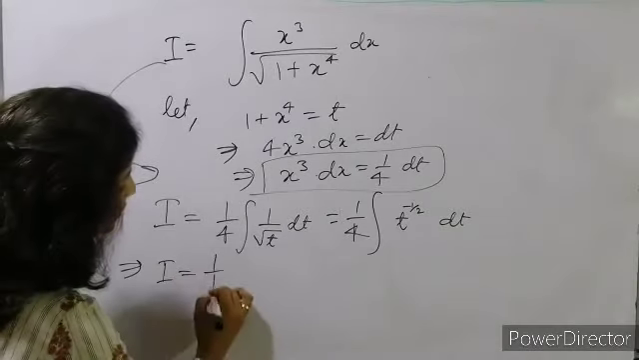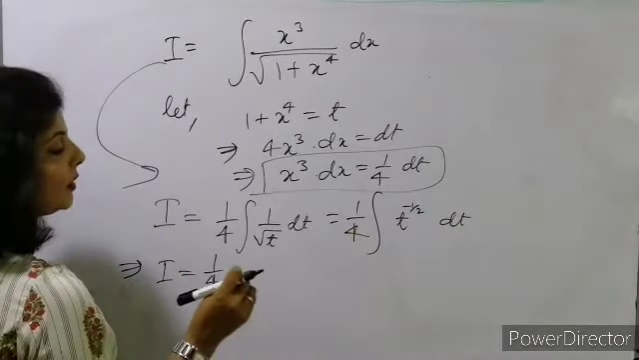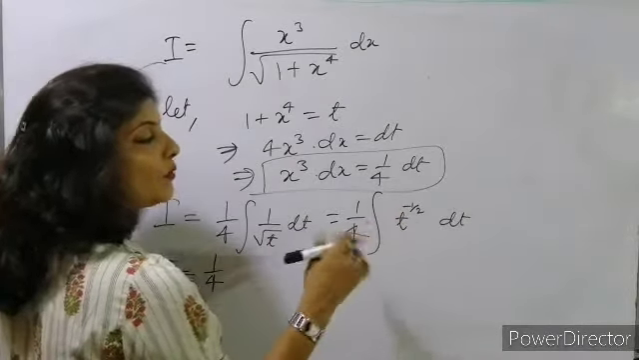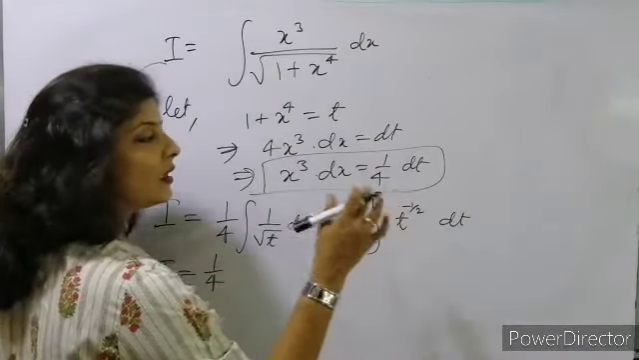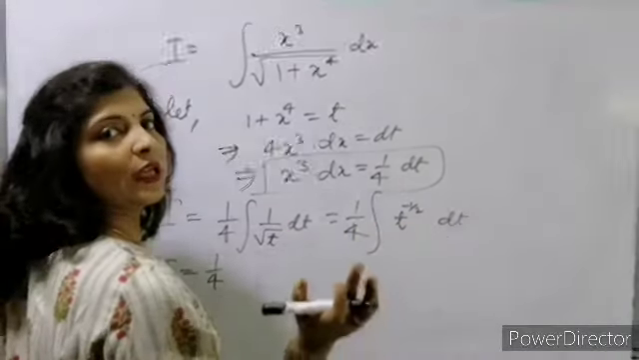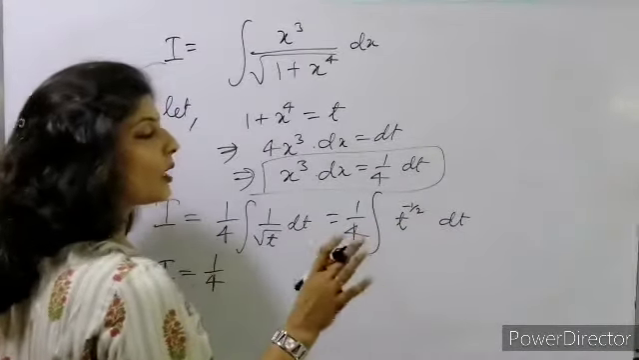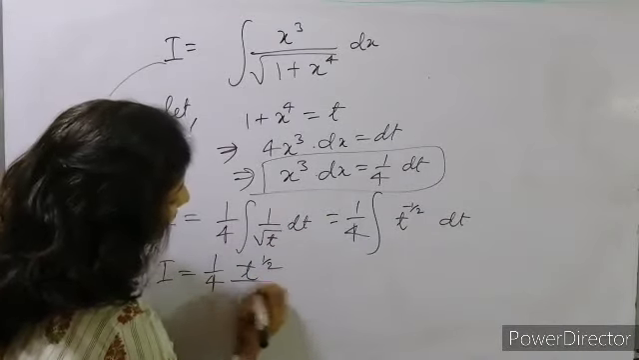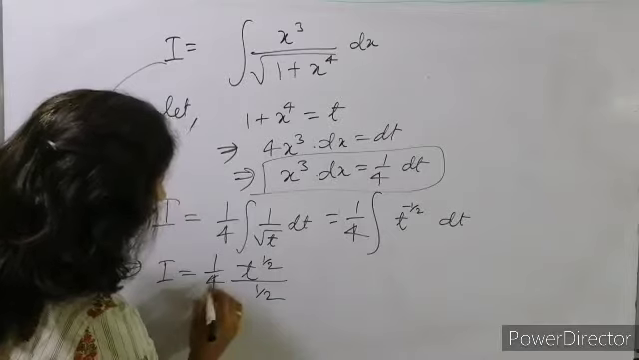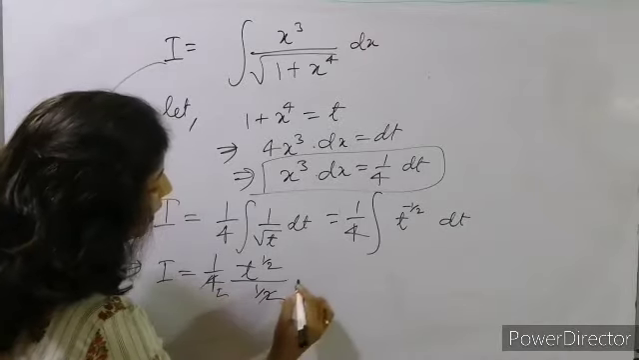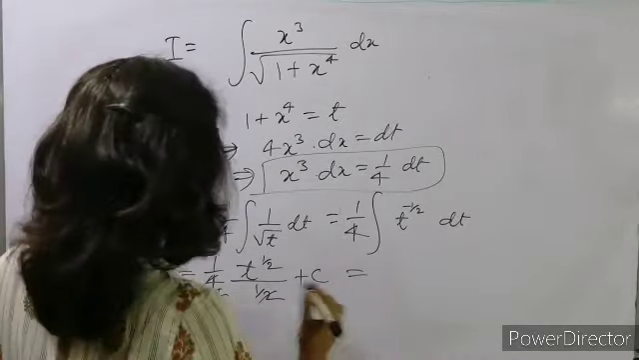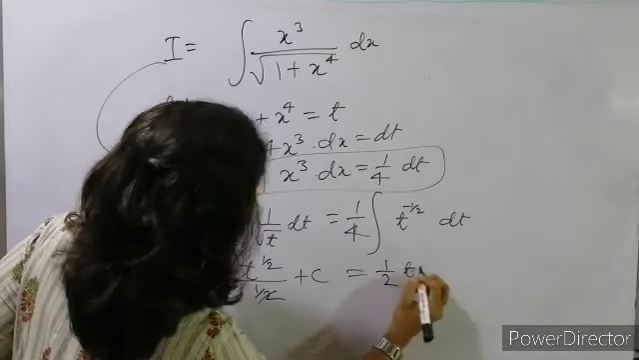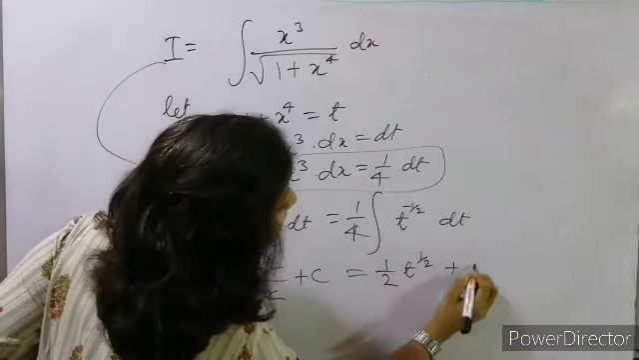1 upon 4, t to the power, after integrating, what value will we get? The power of t will increase by 1, so minus 1 upon 2 plus 1 will be 1 upon 2. Okay, so t to the power 1 upon 2 divided by 1 upon 2. Okay, so this will become 2, plus c. So what value will we get? t to the power 1 upon 2 plus c.